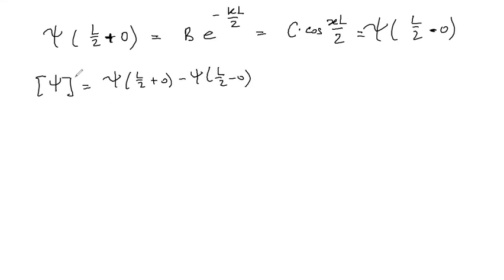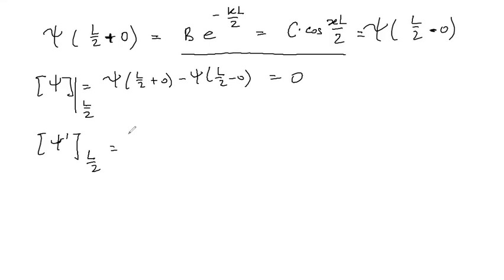And that this jump at L over 2 should be 0. Your wave function must be continuous. So this is a condition. And I have another condition that the first derivatives of my wave function at L over 2, psi prime L over 2 plus 0 minus psi prime L over 2 minus 0, that the first derivatives of my wave function should be continuous.